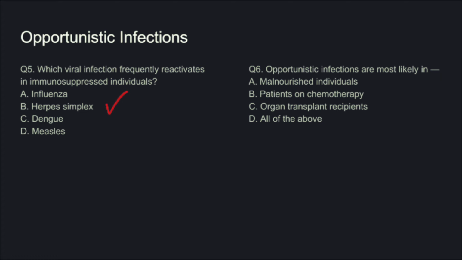Question number 6. Opportunistic infections are most likely in. Options are A, malnourished individuals, B, patients on chemotherapy, C, organ transplant recipient, D, all of the above. So correct answer is all of the above.